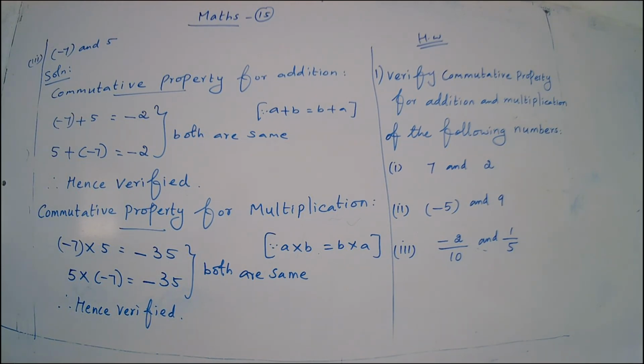The next question, minus 5 and 9. So same type of question. Check this property for addition and multiplication. Now third one, rational numbers are given, so do carefully. Denominators are also different. So we follow any one method, LCM or cross multiplication method. Are you clear?